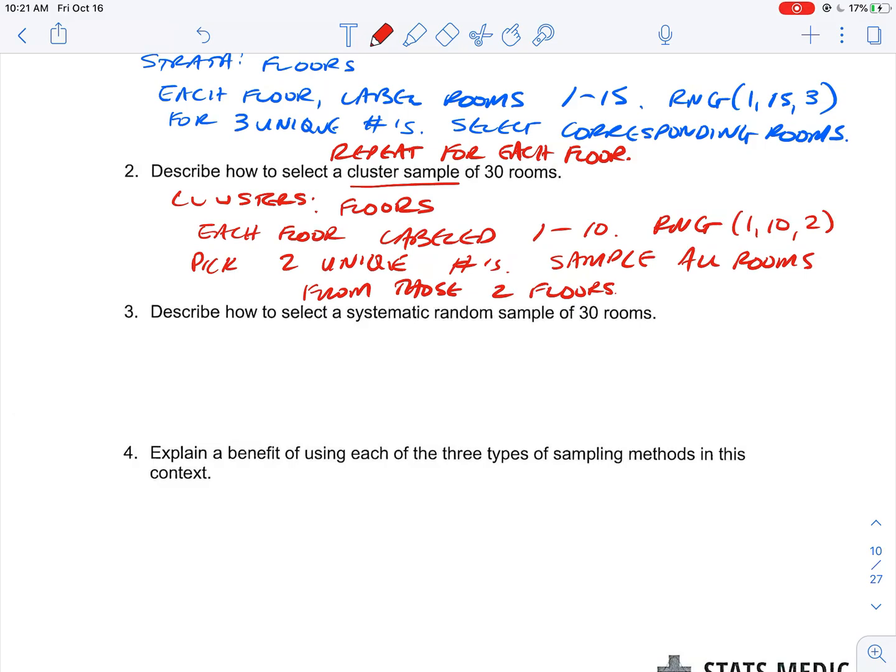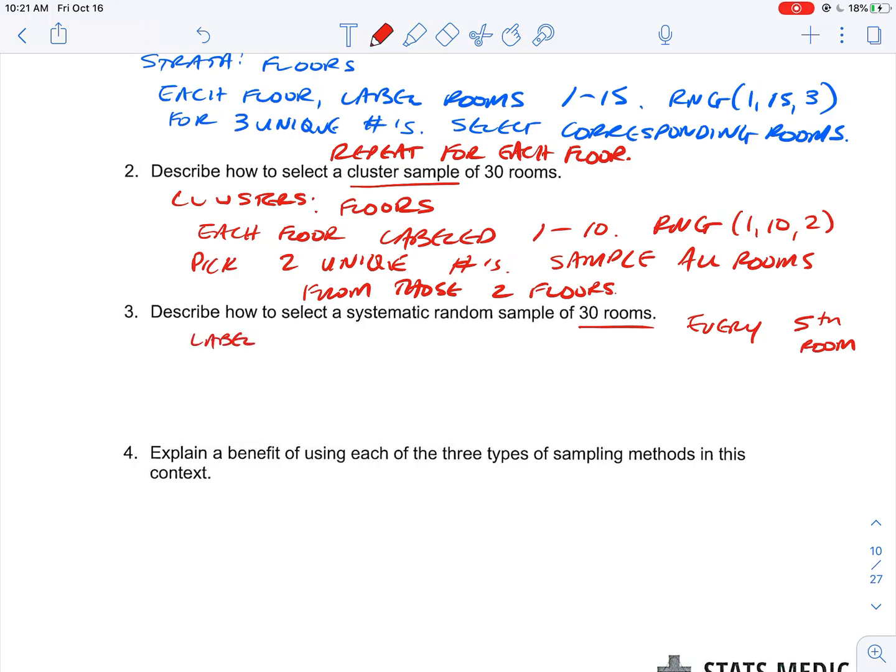Okay, how about a systematic random sample of 30 rooms? Well, think about it like this. To do a systematic random sample, the idea is you pick a starting spot and then you skip a designated number of spots or rooms in between each one that you pick. So if I need 30 rooms out of 150, that would be every 5th room. But the problem is, to randomize it, I have to randomize my starting spot.